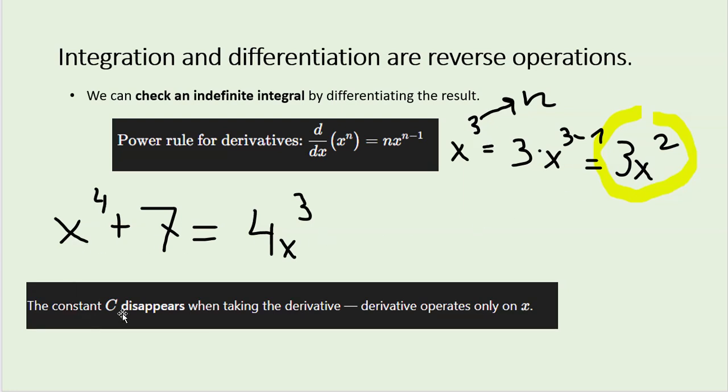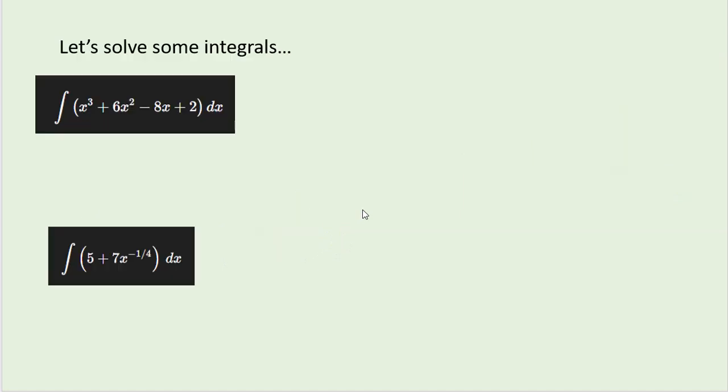And we should also note that the constant c disappears when taking the derivative. Derivative operates only on x. So please take a look. We have x to the power of 4 plus 7. It will be 4x to the power of 3. We will ignore this 7. We don't need to include this in the calculation.